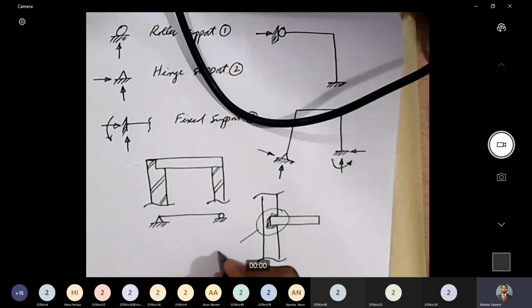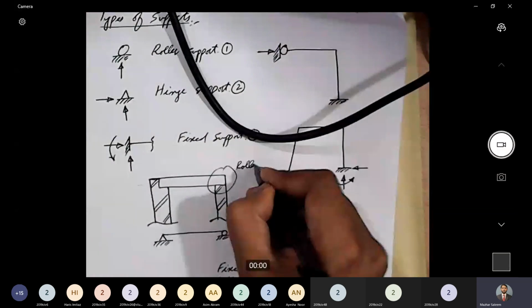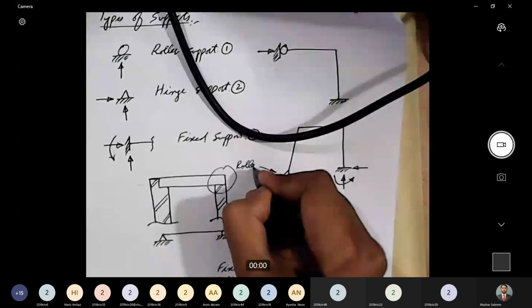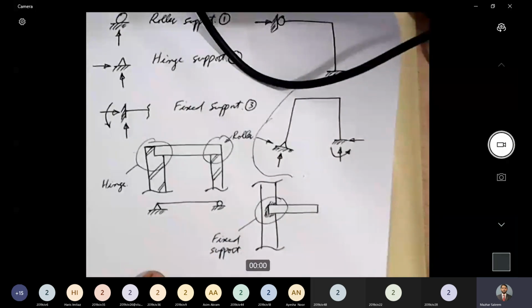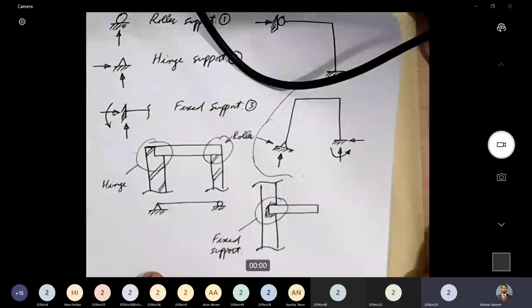This arrow is not part of it. This is a separate drawing figure. So this is a roller support and this is a hinge support. Did you get it? Yes, sir. Thank you. Okay, you're welcome.